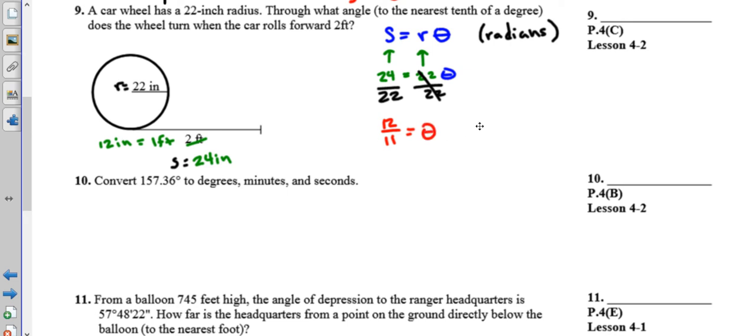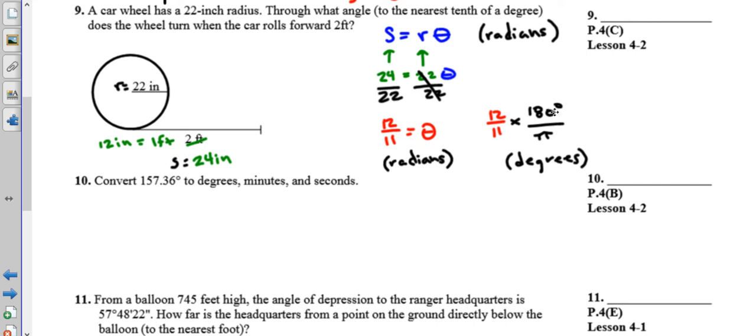Now if I want to change this to degrees, I take that 12 over 11, and I'm going to multiply it by 180 and divide it by pi. This will give me my answer in degrees. So this right here is in radians. This should get it to degrees.